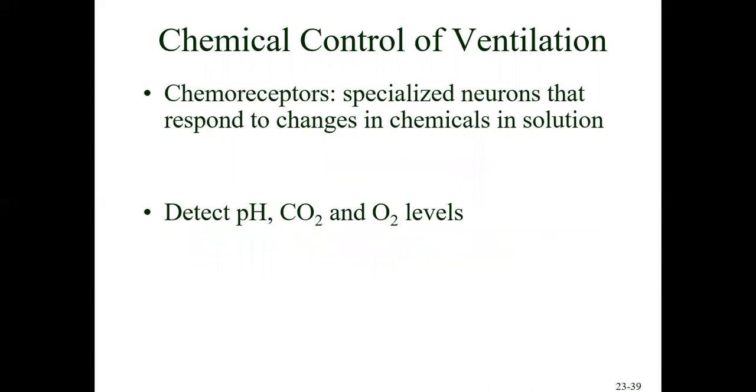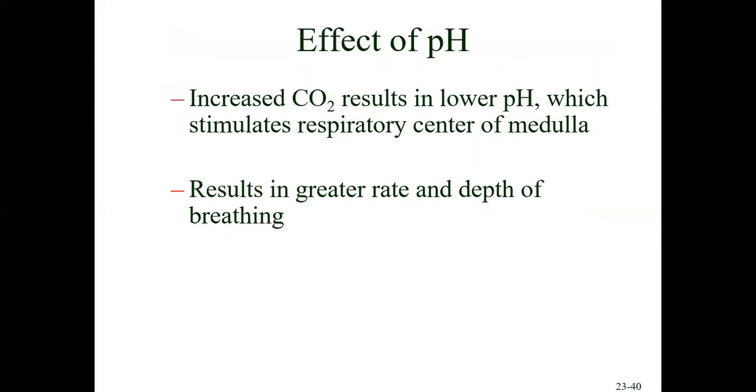Things that help to chemically control ventilation: your body's always trying to monitor different things, and so you have chemoreceptors, specialized nerve cells or neurons that monitor different chemicals in the body, mainly pH levels, CO2 levels, and oxygen levels. We've mentioned the pH levels already. It's monitoring that hydrogen ion concentration, the CO2 levels, and the oxygen levels, to try to make changes if these increase or decrease.